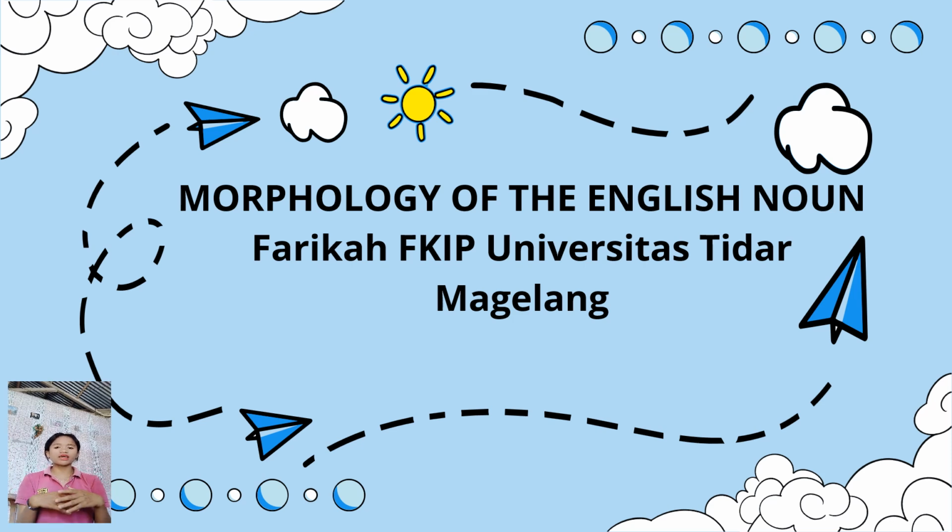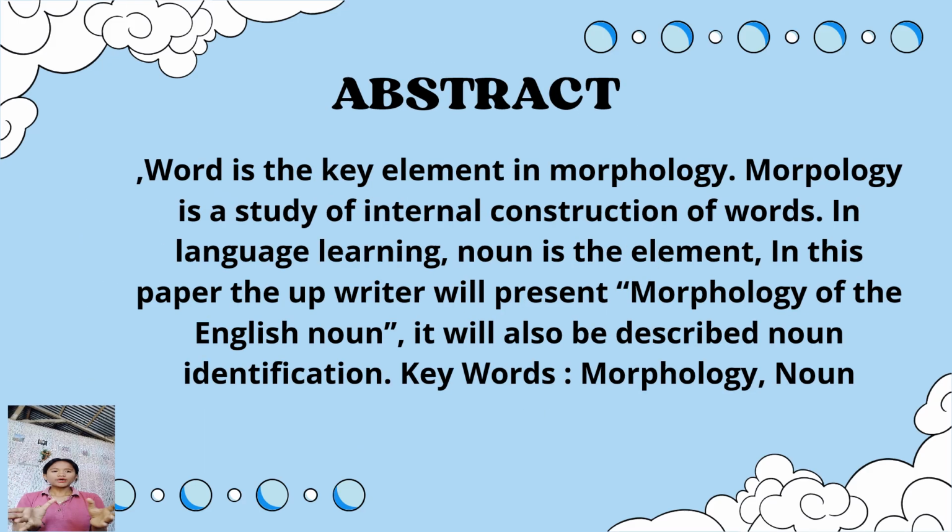Now, I present my article about the morphology of the English noun from Farika F., Kip, Tidar Magelang University. About the abstract: what is the key element in morphology? Morphology is a study of the internal construction of words. In language learning, the noun is the element in this paper. The writer will present the morphology of the English noun. It will also describe noun identification. And the keywords include morphology and noun.